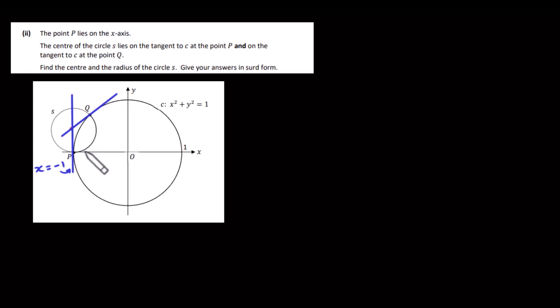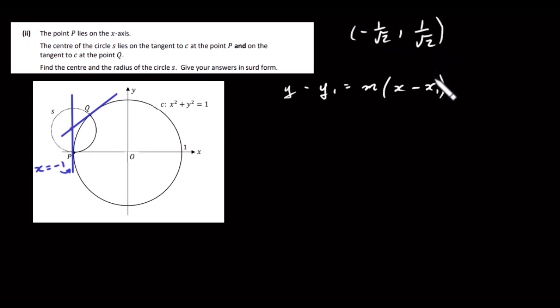Now the way I'm going to do this is I'm going to look at finding the equation of this tangent here. So remember, the equation of a tangent is y minus y1 is equal to m multiplied by x minus x1. So we need a point. Well, we have a point. It's minus 1 over root 2, 1 over root 2. So there's our x1, y1. But we also need the slope.